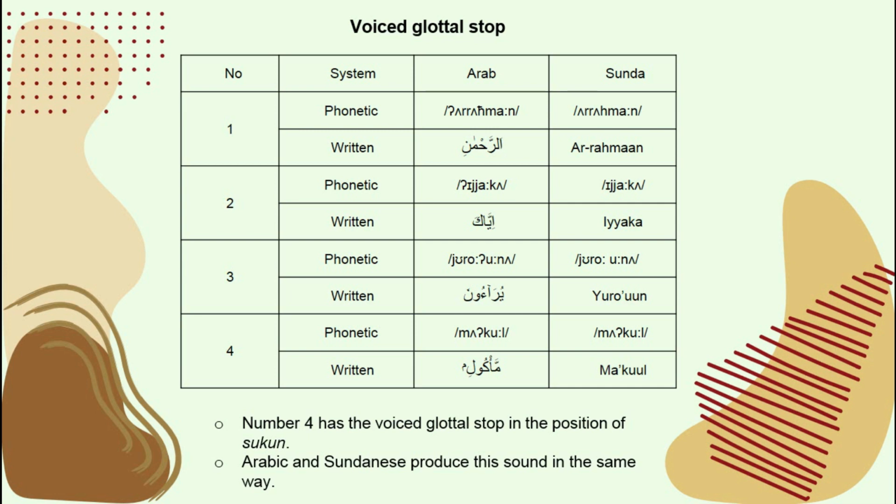It makes sense because in fact Sundanese has potential vocabularies containing the voiced glottal stop in the condition of sukun. Most of the Sundanese vocabularies occur in between vowels. They occur in the middle of double a, double e, double u, double o, and double e.